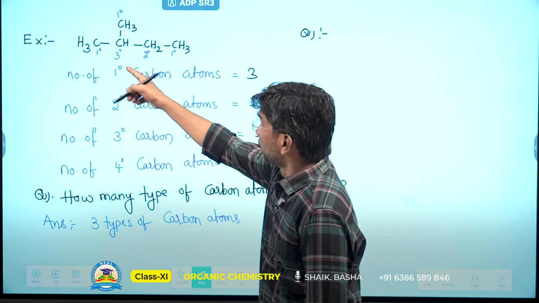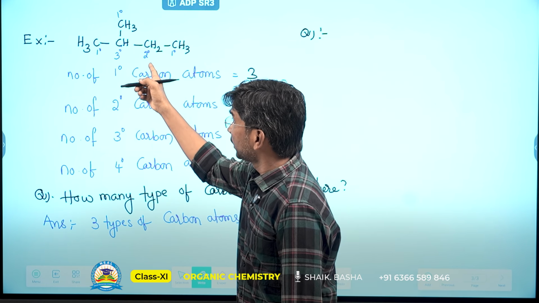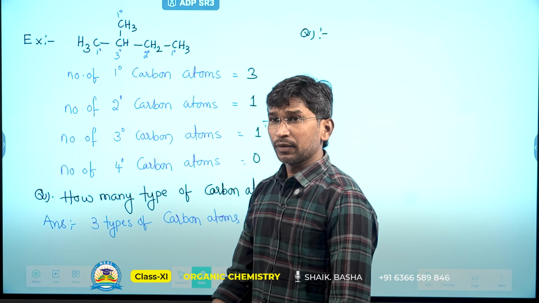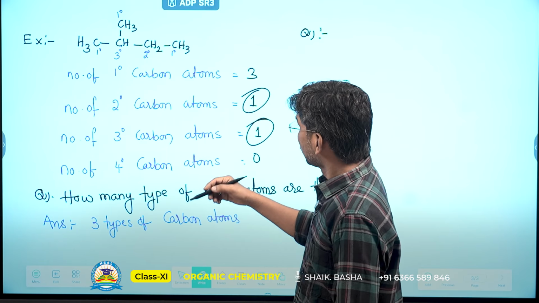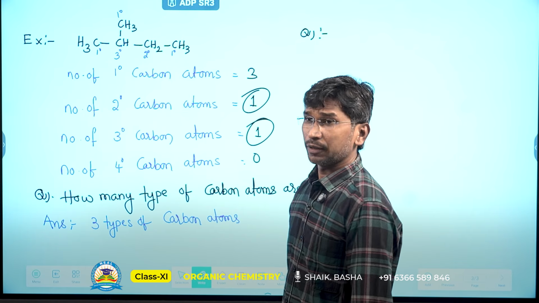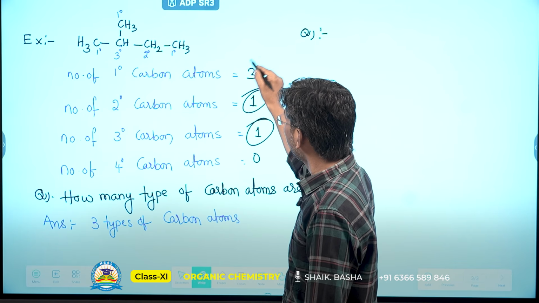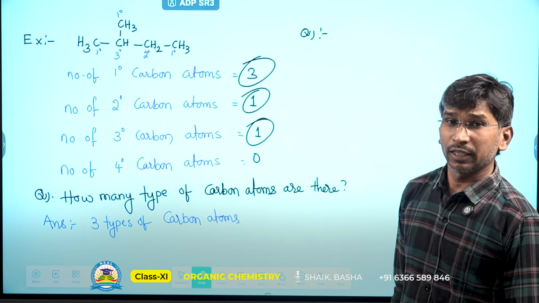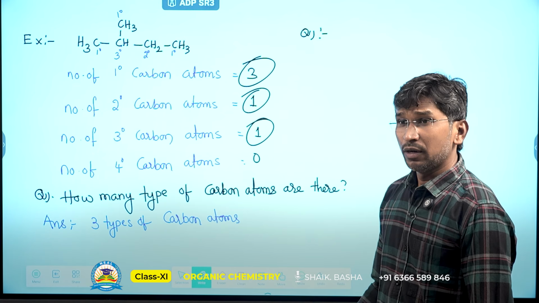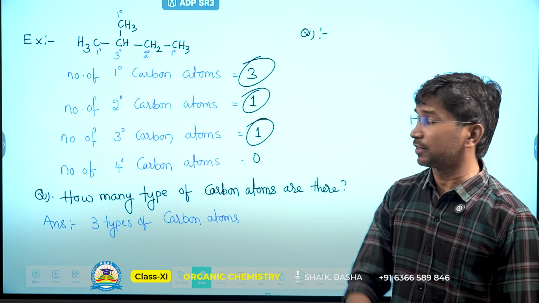Primary is possible, secondary only 1 is there and tertiary only 1 is there. So, tertiary 1 and primary 1. Sorry, secondary 1, tertiary 1. But what about primary? Primary 3 are there. So, 3 primary carbon atoms are there. Then we can check now whether all primary carbon atoms are the same or not.